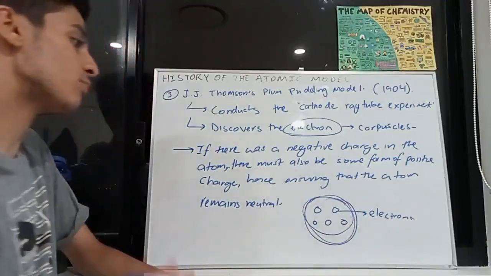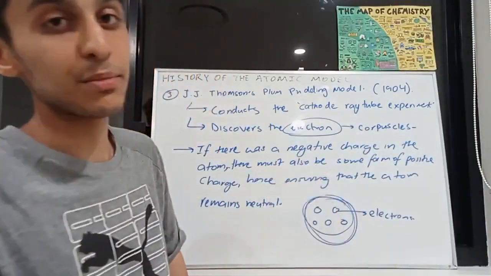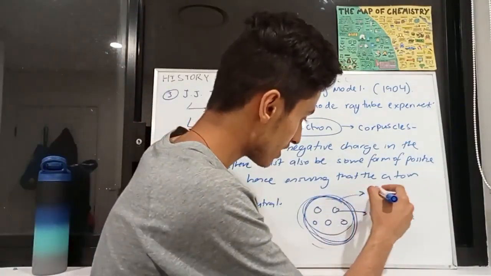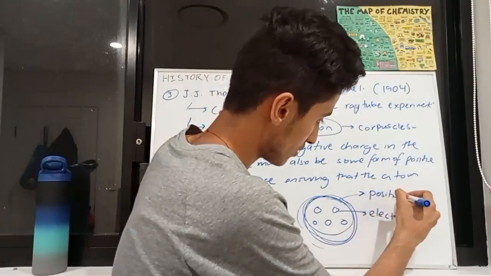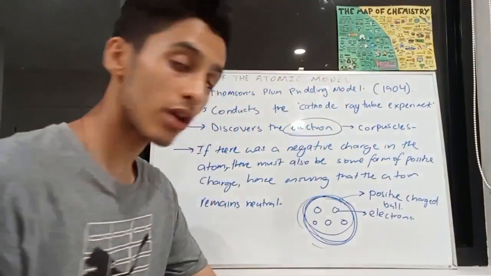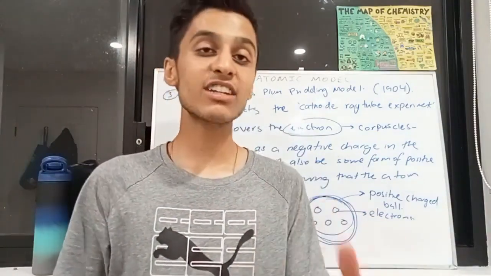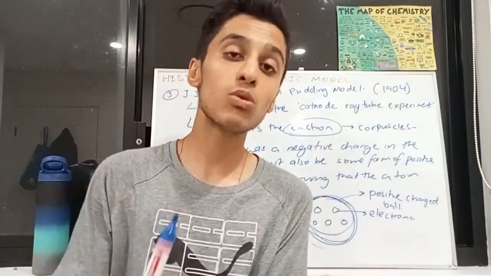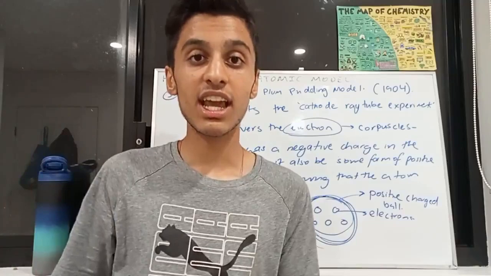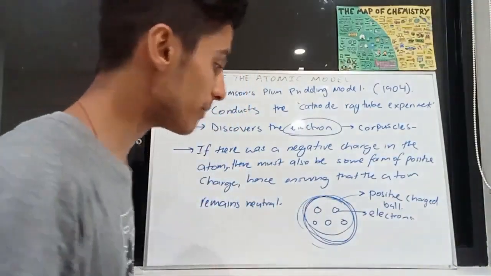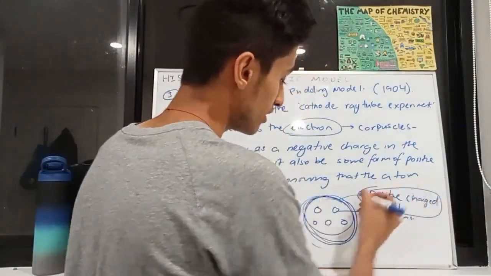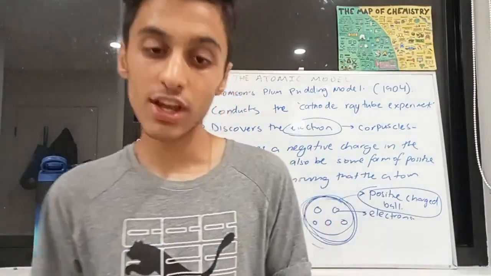Now he said there also must be a ball of positive charge to make sure that the atom remains neutral. So this entire bigger ball is positive charge. So according to J.J. Thomson's model, an atom was a ball of positive charge with smaller electrons attached to it, similar to how plums can be seen in a pudding. Now remember, back then the proton wasn't discovered, so he only referred to this positive charge as a positive charge.